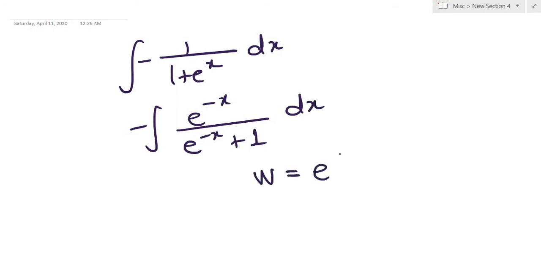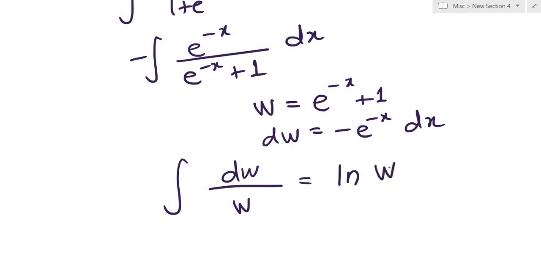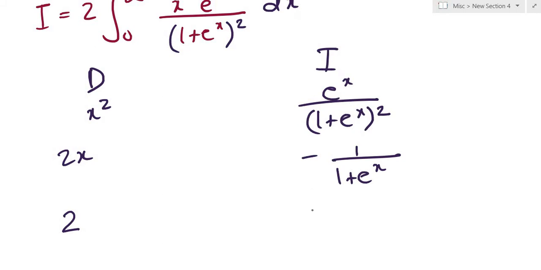Let w equal e raised to negative x plus 1. So dw is naturally minus e raised to minus x dx, and we have everything in place. So this becomes dw over w, and that evaluates to the natural log of w, and w is e raised to minus x plus 1. As I said, let's not write the constants now. This is ln, the natural log of 1 plus e raised to negative x.